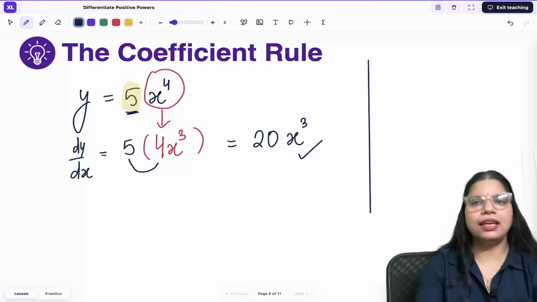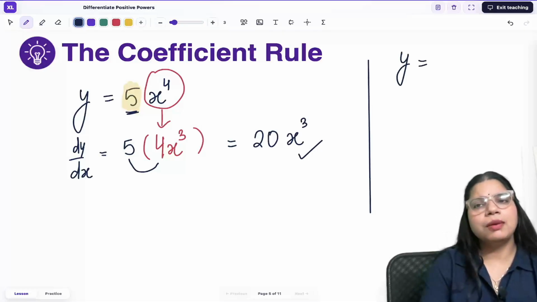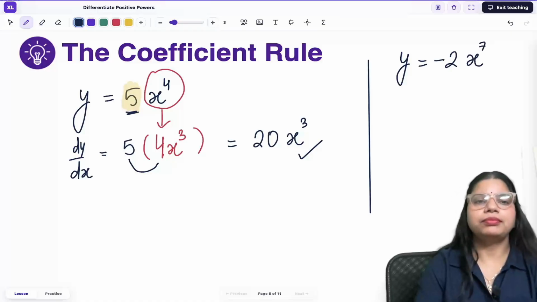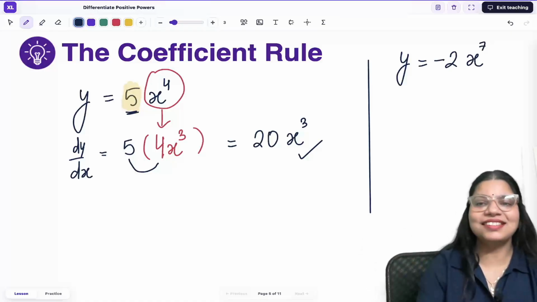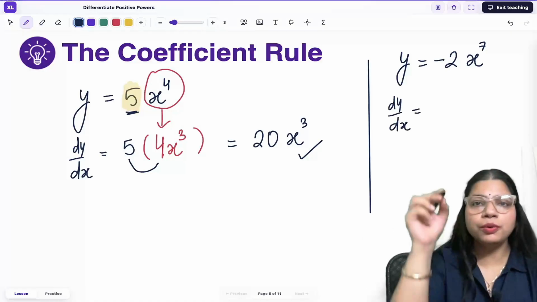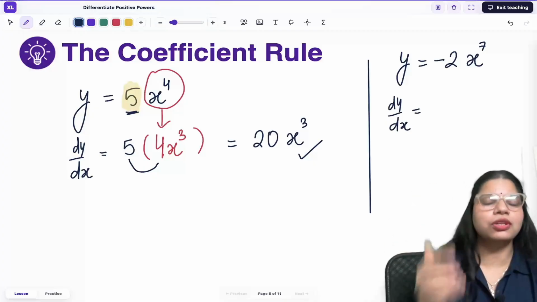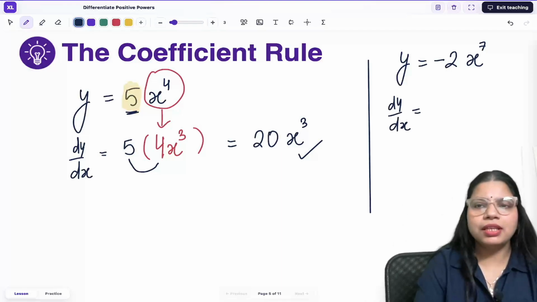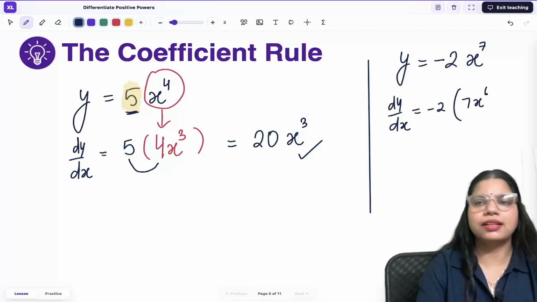So if you have y equals minus 2x to the 7, differentiate that. Many of you have the answer in your head. That's great. Just write it down in your notebook. The more you write, the more muscle practice you give. So keep doing that. So 7 times, again the same thing, minus 2 outside. We have 7x to the 6, correct? So that makes minus 14x to the 6, correct?